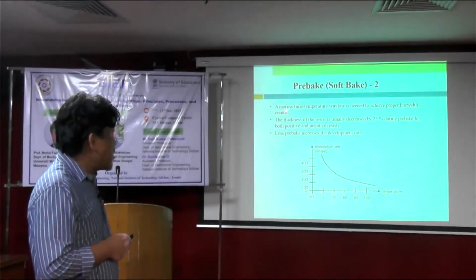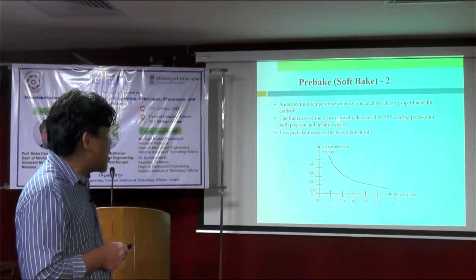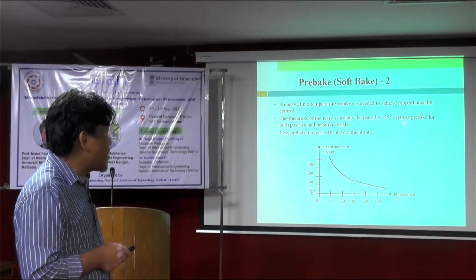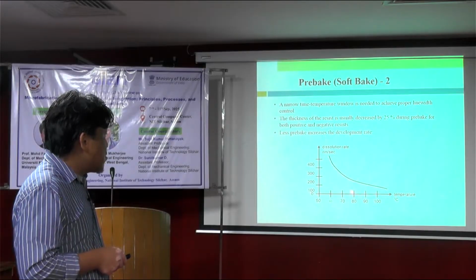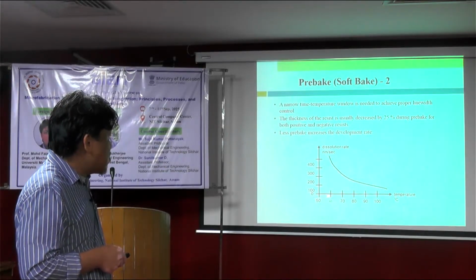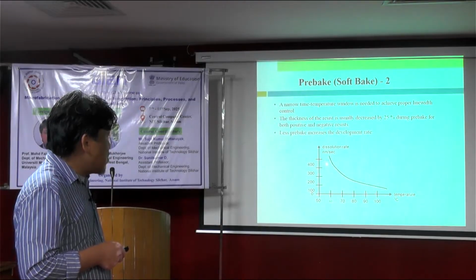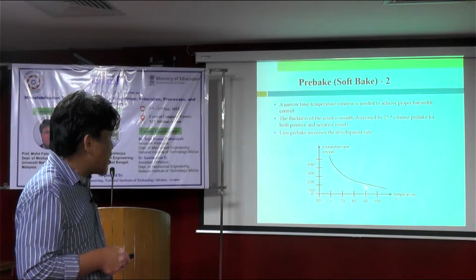So after pre-bake, the thickness of the resist is usually decreased by 25% during pre-bake for both positive and negative. So this is a temperature and dissolution rate. So you get different thickness when you go into higher temperature.